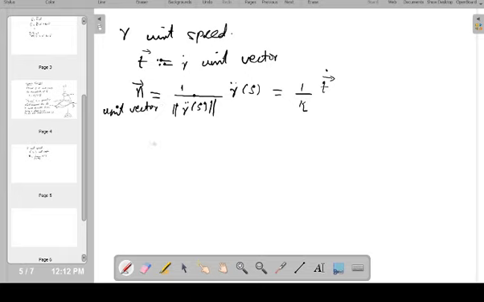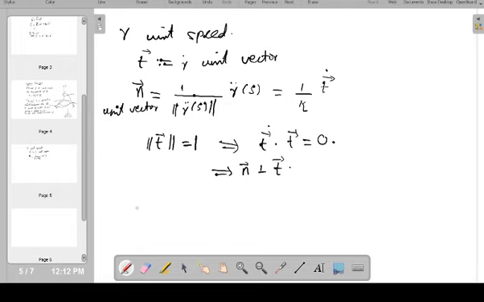Now look at T and T dot. Norm of T is equal to 1 because gamma is unit speed. So this is the unit tangent vector. This implies that T dot is perpendicular to T. That means T dot inner product T is equal to 0. This means that 1 by kappa times T dot is also perpendicular to T. That means N is perpendicular to T.